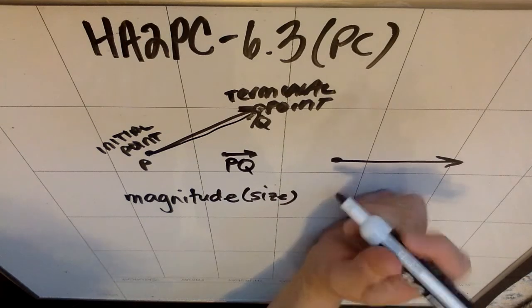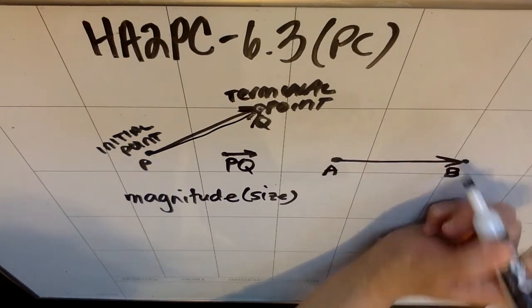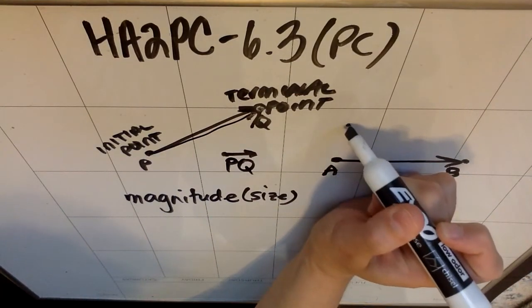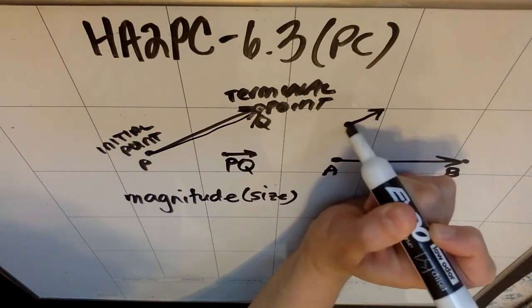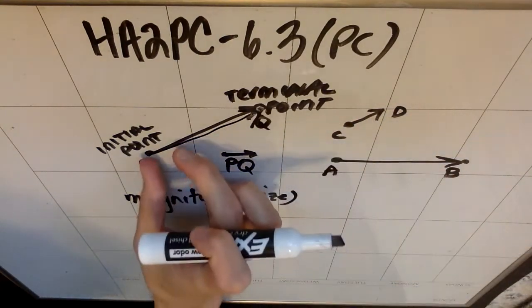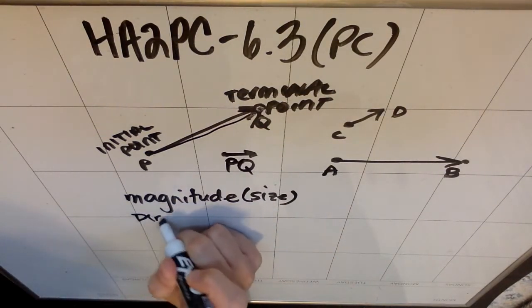So PQ might have the same magnitude as, let's say, AB. They might be physically the same size, but they don't have the same direction. And I could draw some other vector that has the same direction as PQ. Let's just call it CD. That has the same direction as PQ, but you can see very clearly they don't have the same size. So a vector is both magnitude, which is size, and also direction.